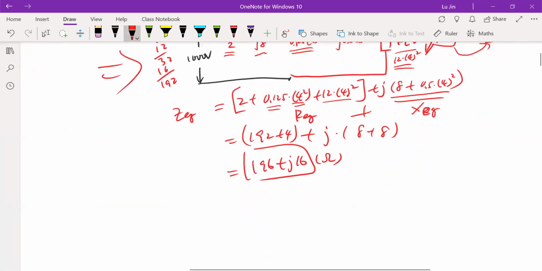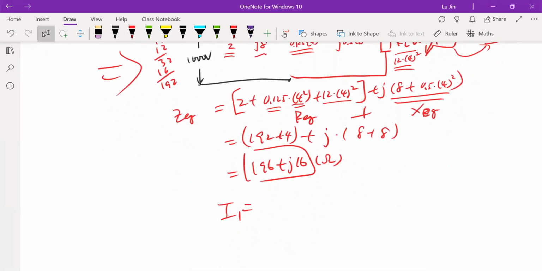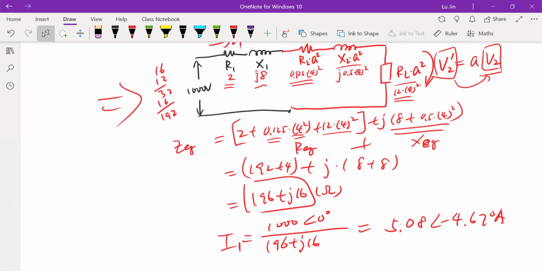And then the current, I think they call this I1. So I1 is given here. I1 is equal to 1000 with 0 degrees, the total voltage supply, divided by this 196 plus J16 ohms total impedance. The result I just copy from the solution is 5.08 with negative 4.67 degrees amps. And this I1 is the series current for all the elements.